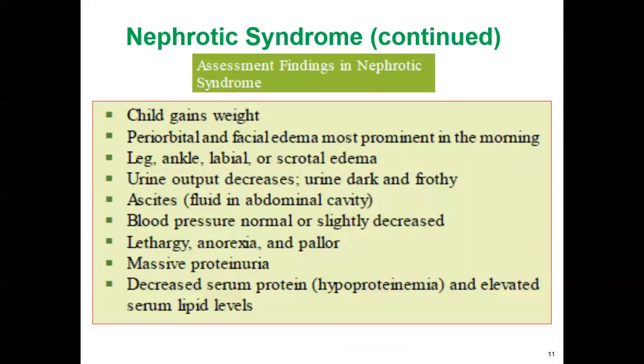What next? In case of nephrotic syndrome, the child gains weight, with periorbital and facial edema most prominent in the morning; leg, ankle, labial or scrotal edema develops. Urine output decreases, urine is dark or bloody, ascites develops, blood pressure is normal or slightly decreased, with lethargy, anorexia, and pallor, massive proteinuria, decreased serum protein and elevated serum lipid level.